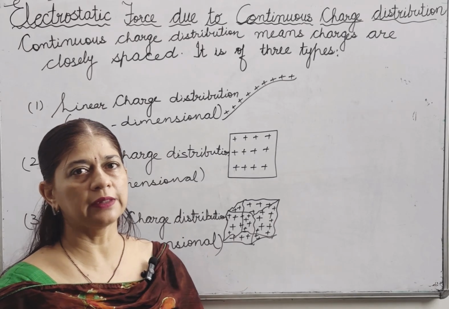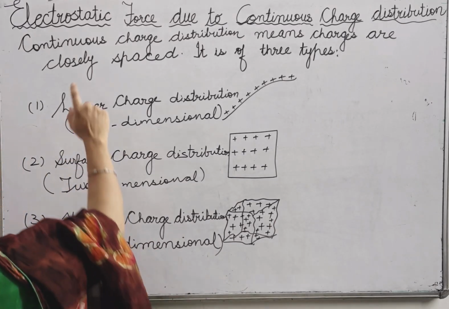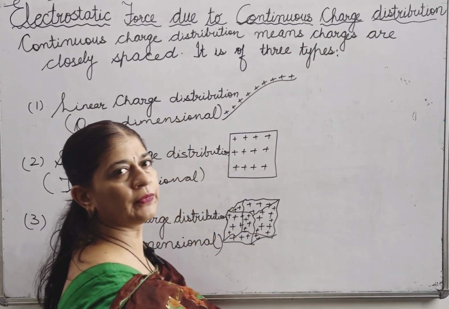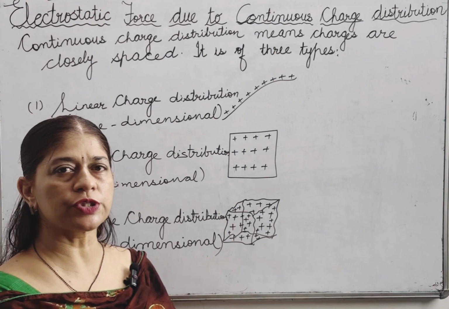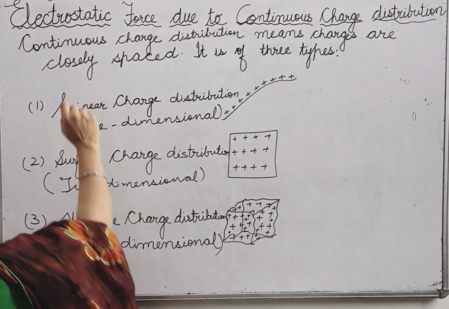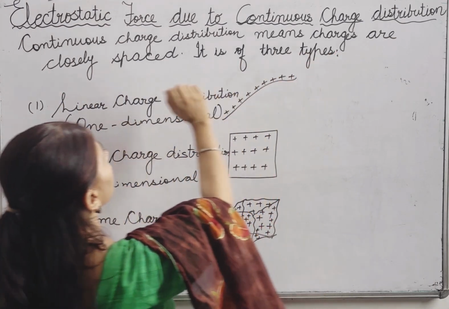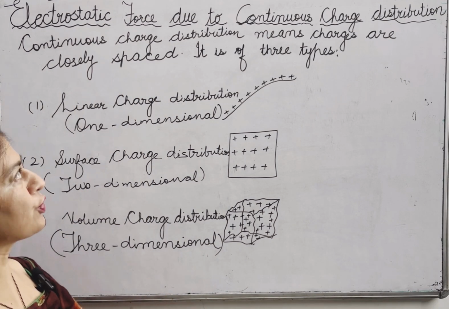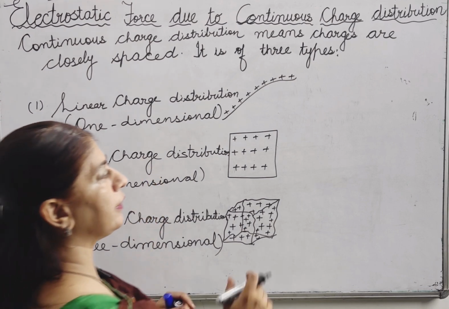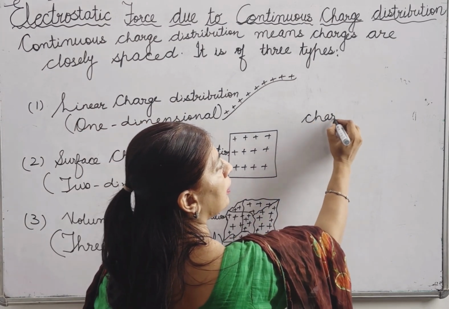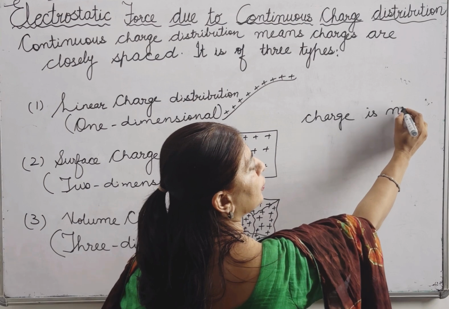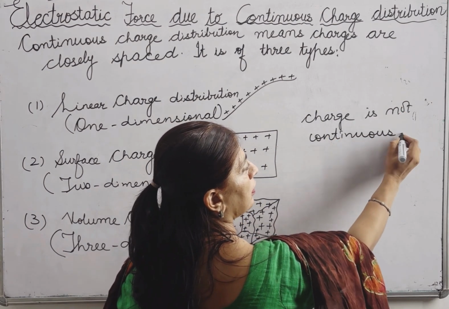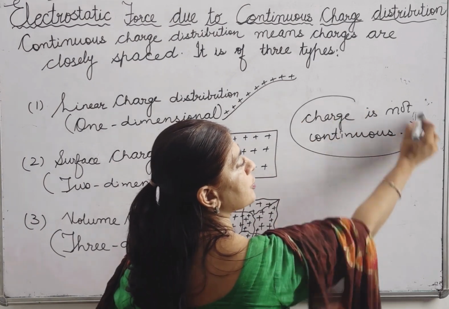Now we are going to take the next topic, electrostatic force due to continuous charge distribution. What is the meaning of continuous charge distribution? It means the charges are closely spaced. You have to make sure what it means. Here, the charge is not continuous.